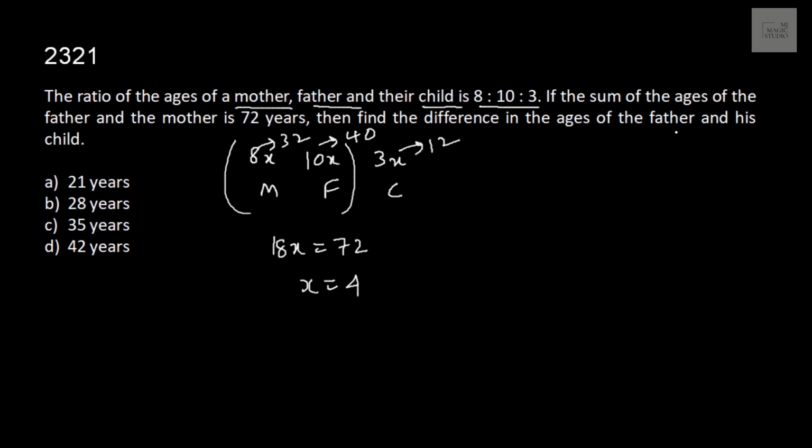Find the difference in the ages of father and child. We need F minus C, that is 40 minus 12, and that gives us 28 years straight away. Yes, we have this in option B.